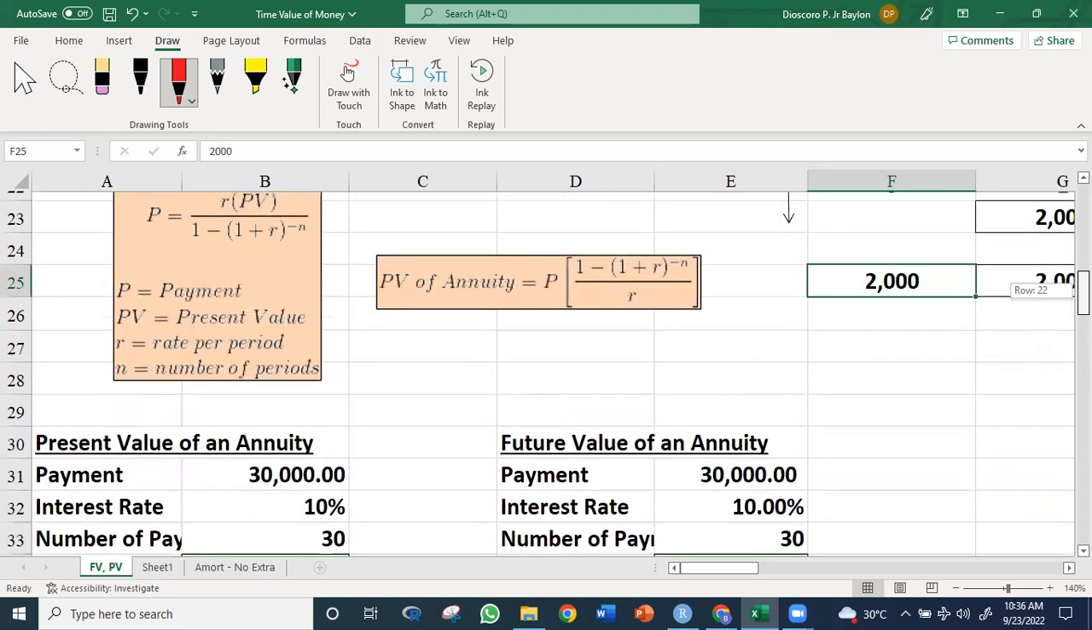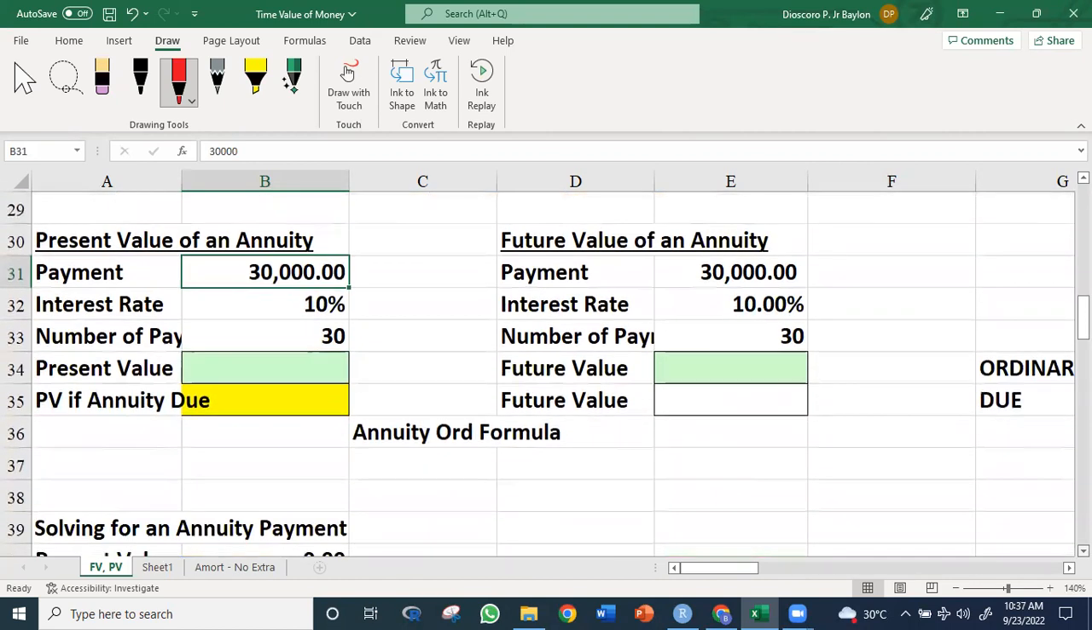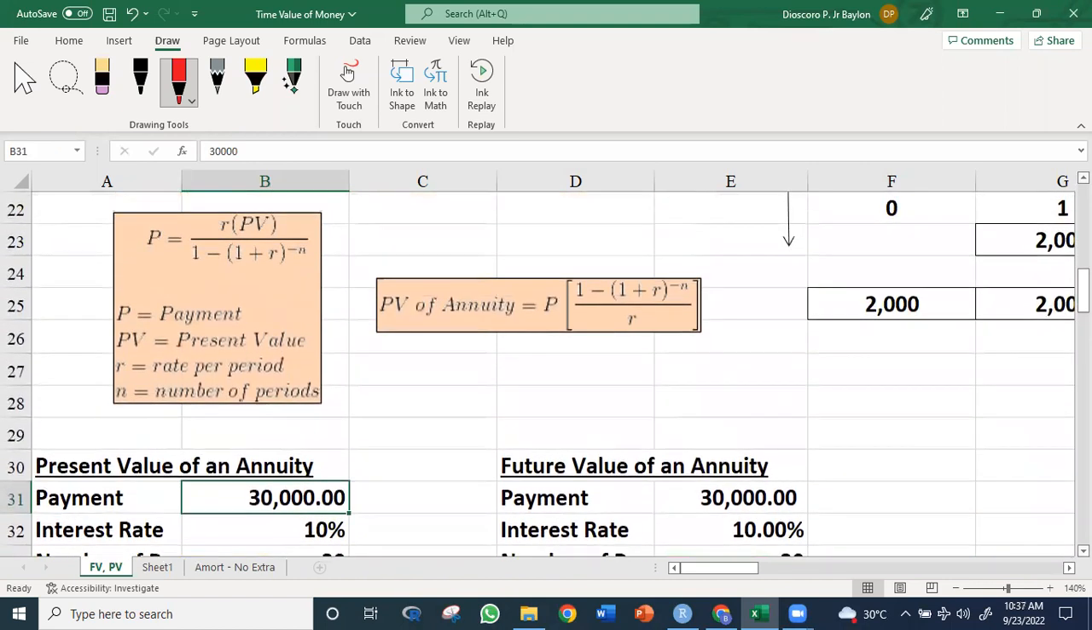First we're asked to get the present value of an annuity. So this is the formula for the present value of an annuity. We're given that the payment, the annuity, is 30,000. So that's your P here. Interest rate is at 10%. That's your R. Number of payments, that's your N. So 30 years. We are asked to compute for the present value of an annuity, so we're going to use the Excel function and this formula also.